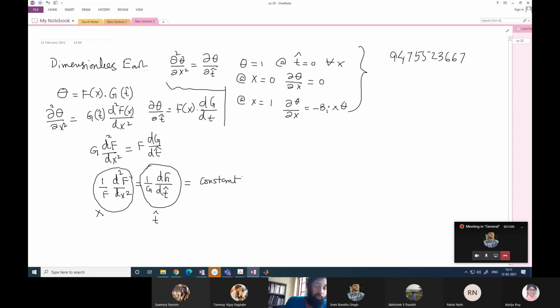Now the question is, can we say anything more about this constant? Can it be a positive constant? It cannot be, because if it is a positive constant, then dg over g equals that constant, say lambda, dt. If you integrate, ln g equals lambda t plus c, so g equals e to the power lambda t times e to the power c. As t goes to infinity, this goes to infinity. So that is not possible, which is why this constant has to be a negative number.